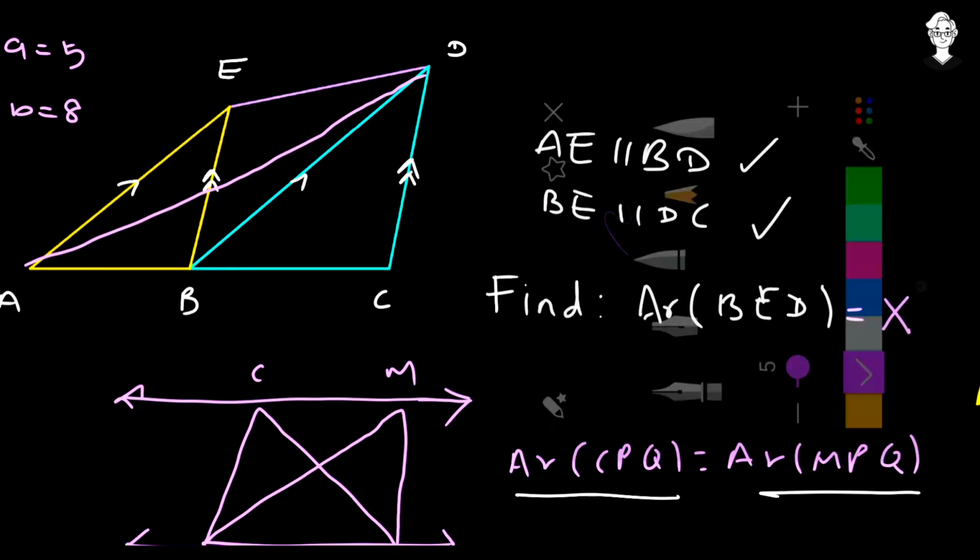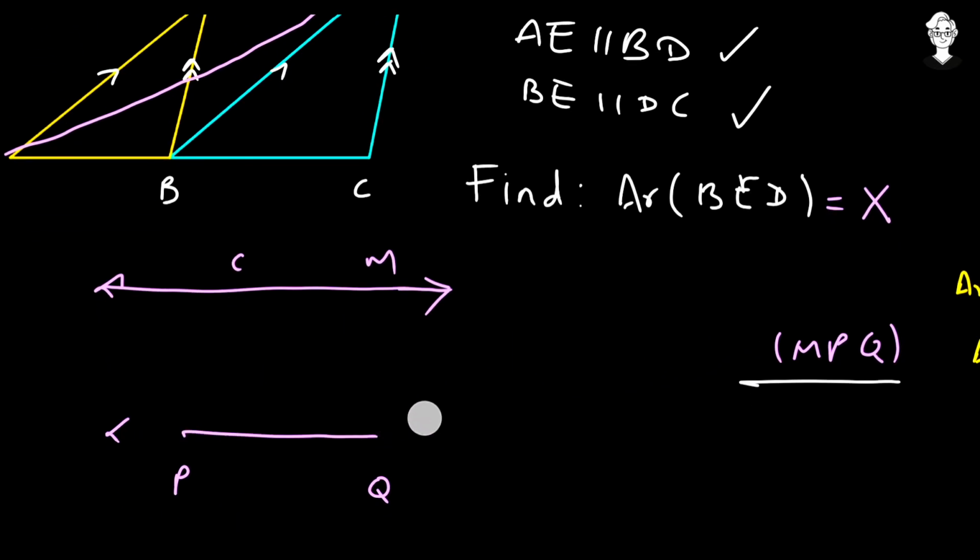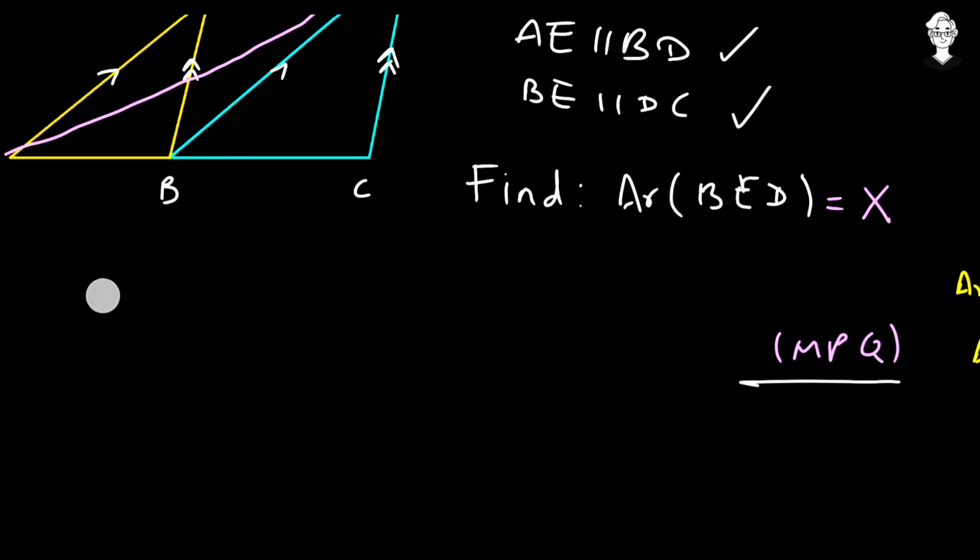Not an equation, I mean their formula: the area of a triangle is equal to half base into height. So I am going to write that here. I am just removing this theorem because I need the space. So this theorem I removed.